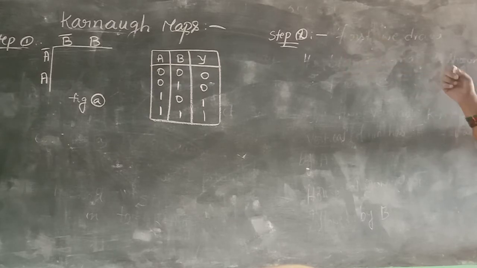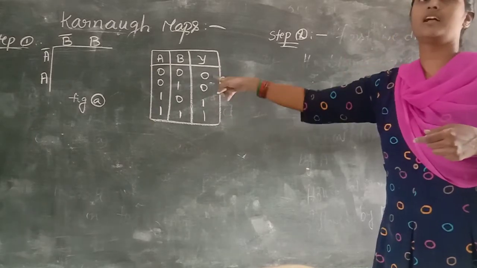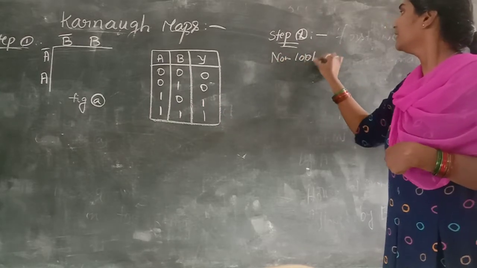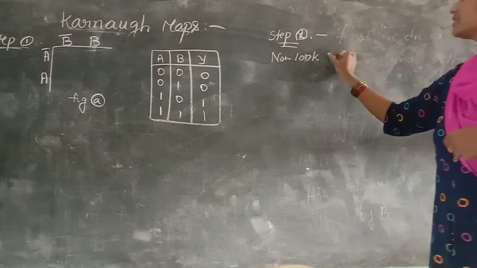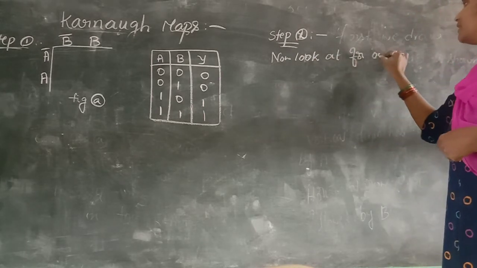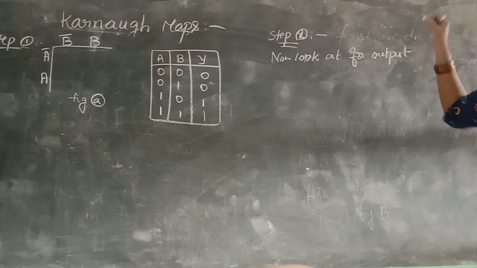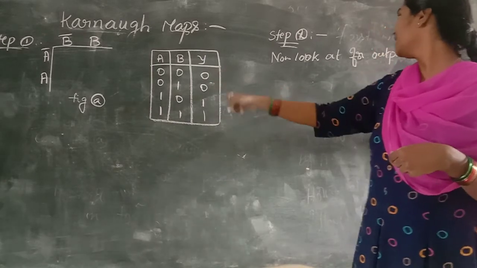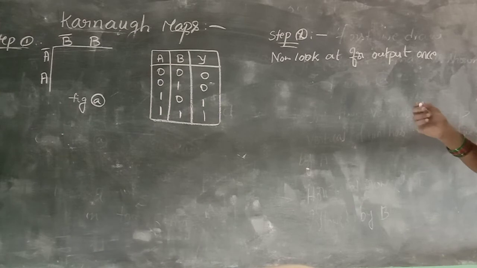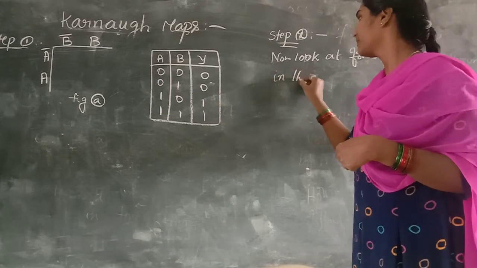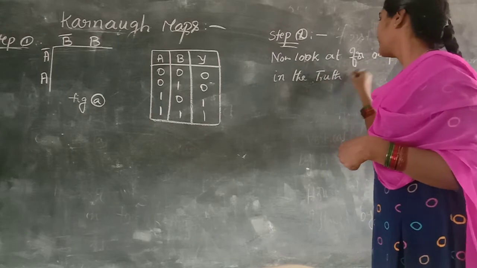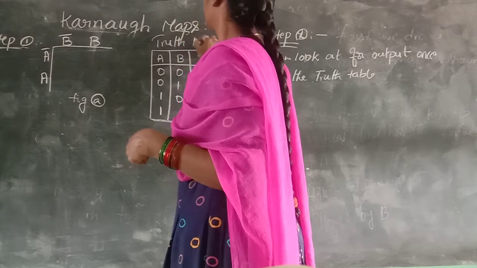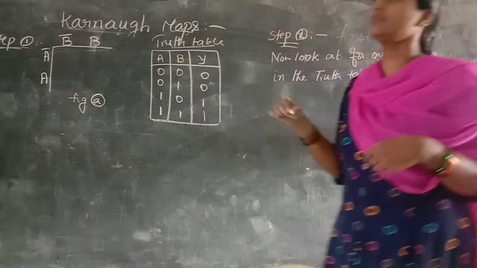Coming to step 2, now look for the output ones in the truth table. This is the truth table.